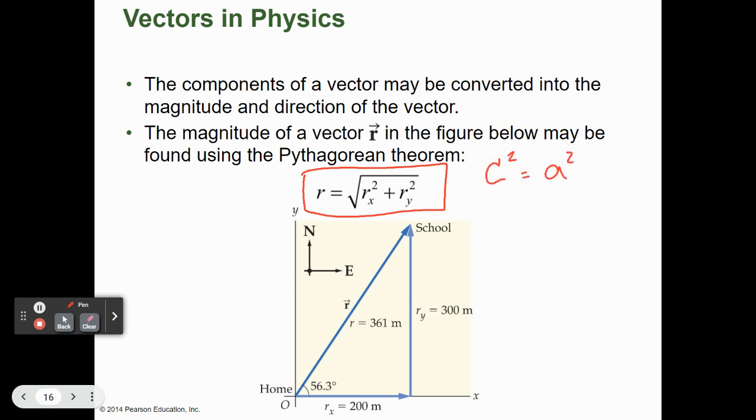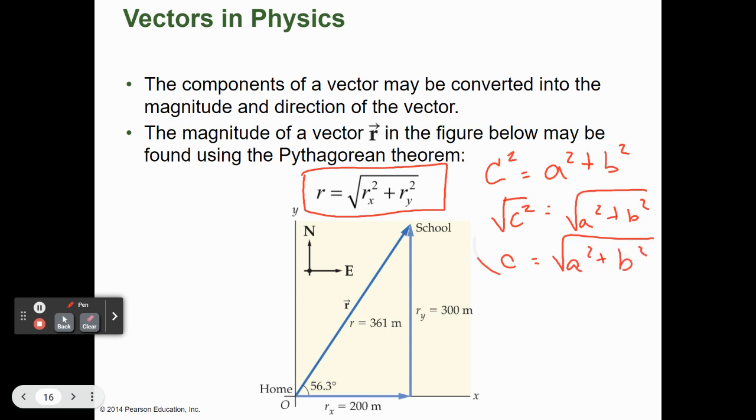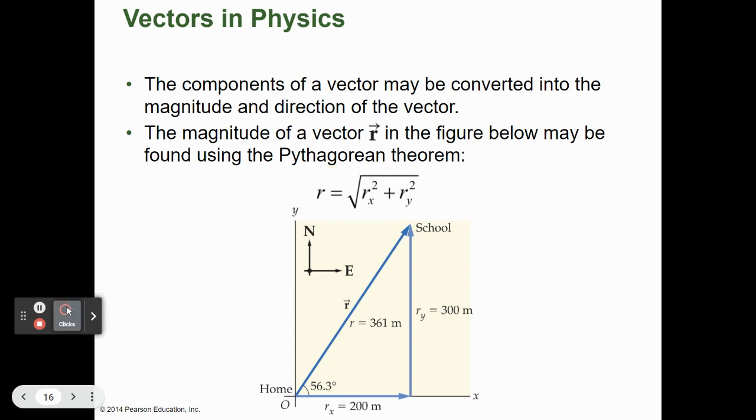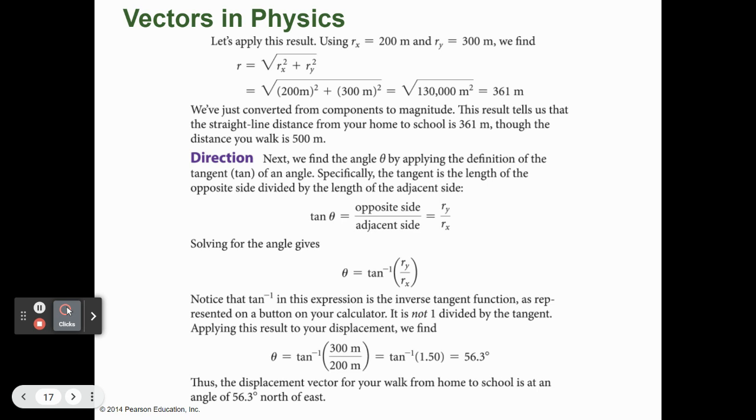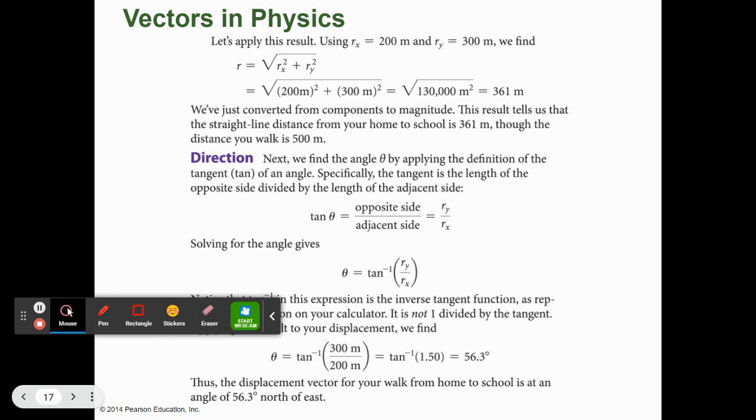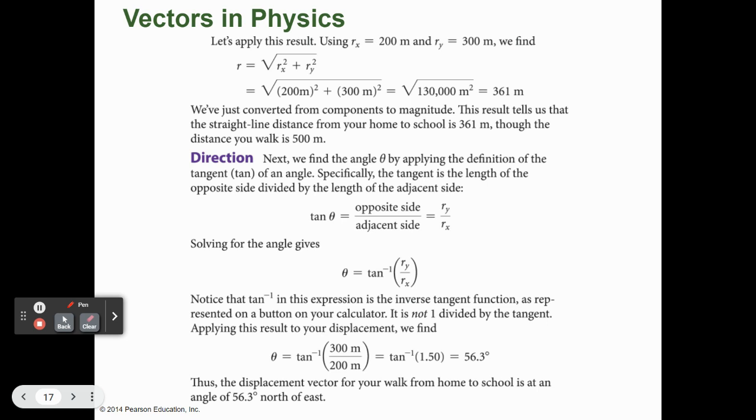which in math class you see as c squared equals a squared plus b squared. And if I want just c, I'm going to need to take the square root of that, which is c equals the square root of a squared plus b squared. And that's the same thing as that. Okay. We're told what each component is, and we are told the angle, and we're looking for the resultant. So we're going to plug in our two components, 200 and 300, square them, add them, and then take the square root, and that gives us 361.